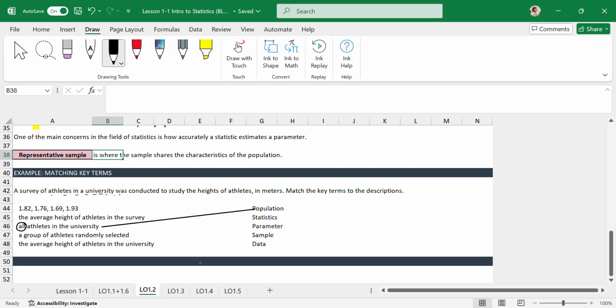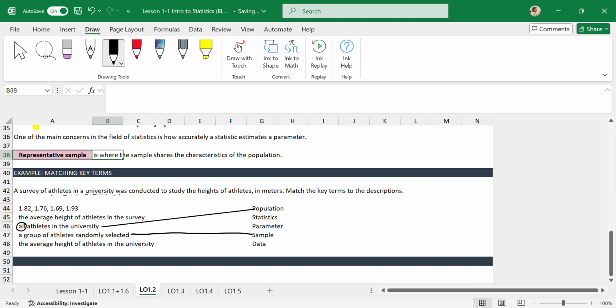The sample would be the athletes that we actually asked. So if I look at the people I actually select, we have all athletes, and then we have a group of athletes that are randomly selected. The ones that are randomly selected would be the sample that we actually take. The sample is the small group from the whole. We don't ask all the athletes, we're only asking a smaller group, and that would be the sample.